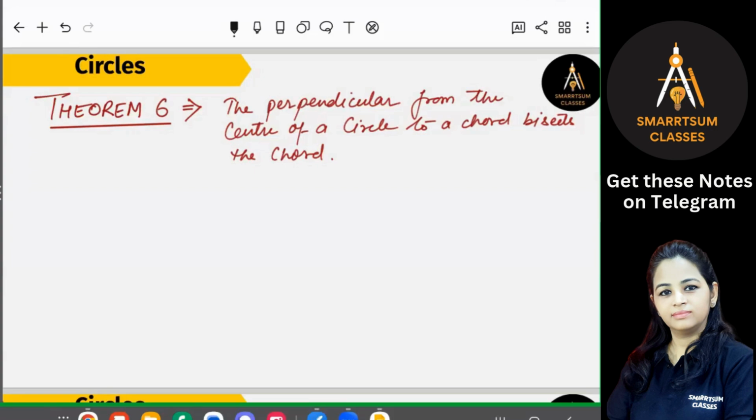Now this is theorem number 6. According to this theorem, the perpendicular from the center of a circle to a chord bisects the chord, right? So what does this theorem say? Suppose we have a circle, right?